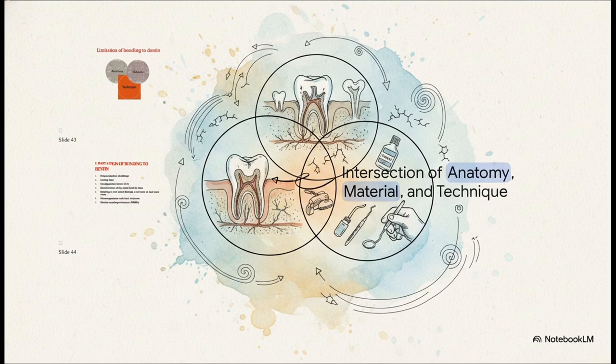Failure isn't just, oh, I picked a bad material. The true limitation happens right at the messy intersection of anatomy, material, and technique. You need all 3 of those working in total harmony. If your technique is completely flawless, but the local anatomy is compromised, your bond is totally compromised.